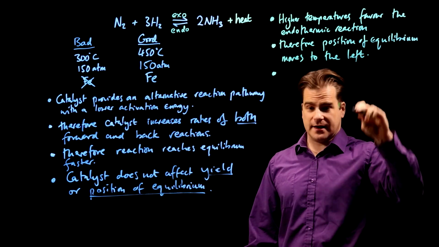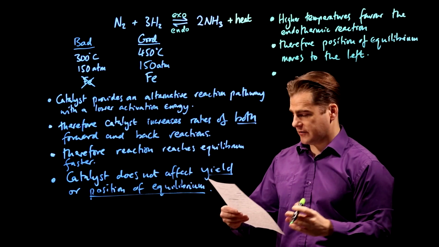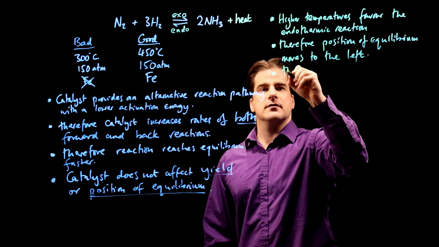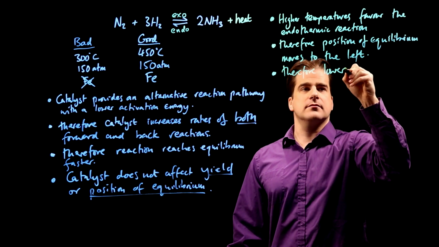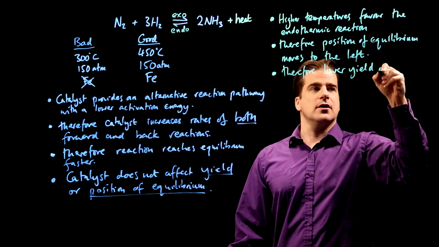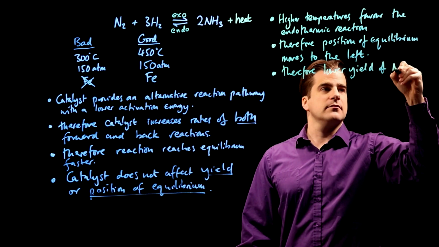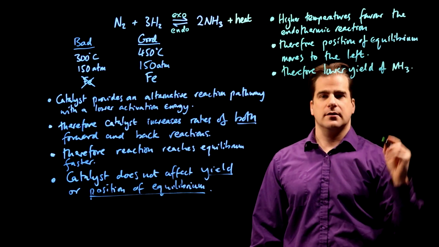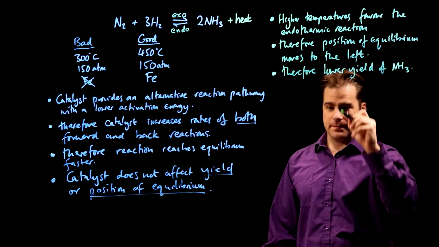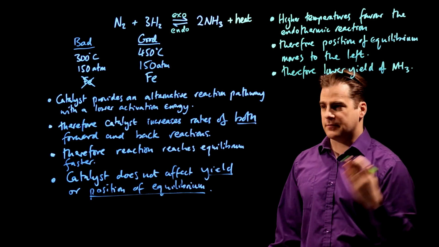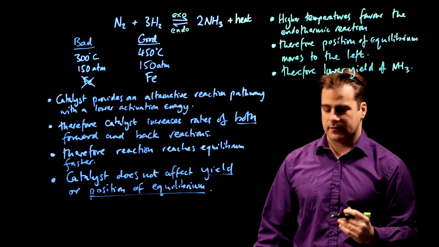Why do we do that? Well, we'll get to that in a minute, but you need to point that out. So, therefore, you get a lower yield of ammonia. Okay? Like I say, that's bad, right? So why on earth are we doing this? Well, we'll cover that now and nail the full 6 marks. Okay?